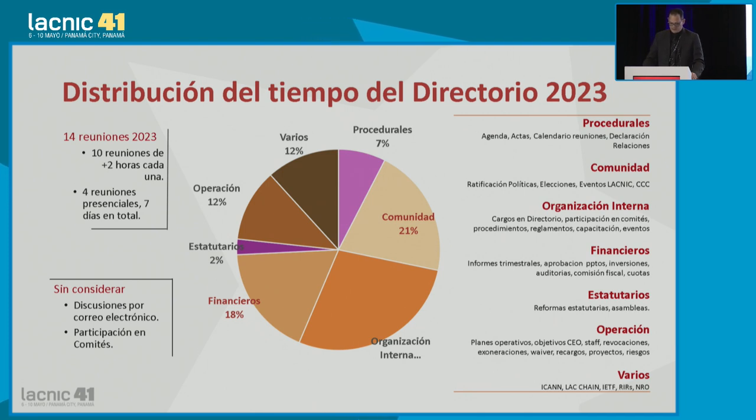We had 14 meetings, 10 that were 2 hours each, and 4 in person, 7 days in total. That does not include the participation in committees, the meetings of the committee, nor the discussions through email or other means. Time distribution: we devote much of our time to issues that have to do with organization. And then the second thing that we discuss is the community, internal organization, financial affairs, procedures, operations, and relations with other entities.